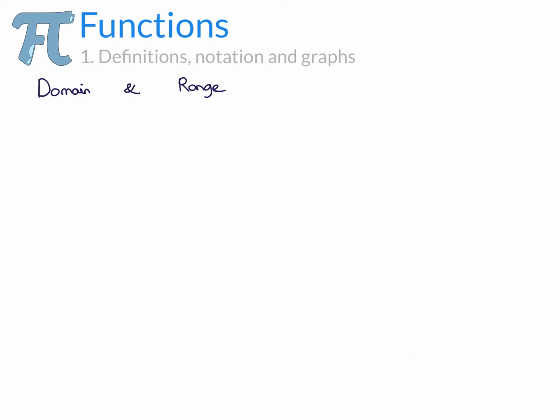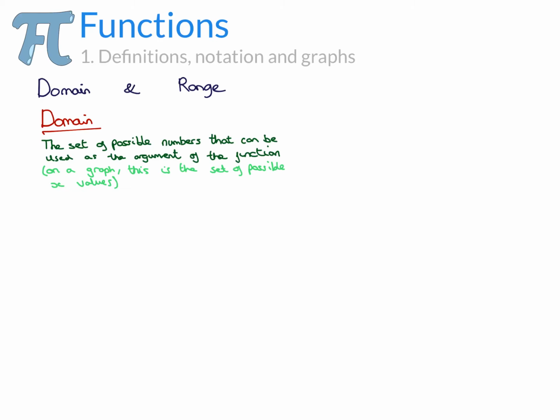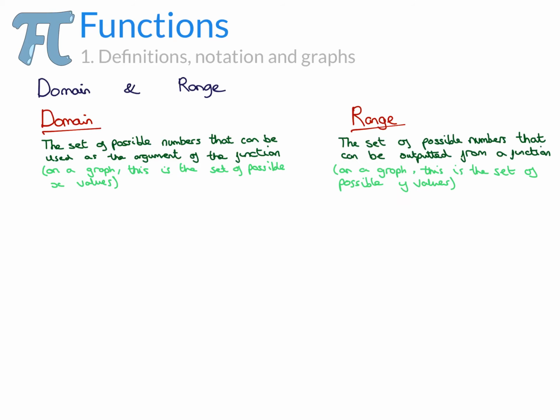The final key definitions in this topic are domain and range, simple but a potential banana skin. Each function has its own domain and its own range. The domain is simply the set of allowed numbers that can be put into the function. Allowed meaning it doesn't try something mathematically impossible. Similarly, the range is all the values that can come out of a function.